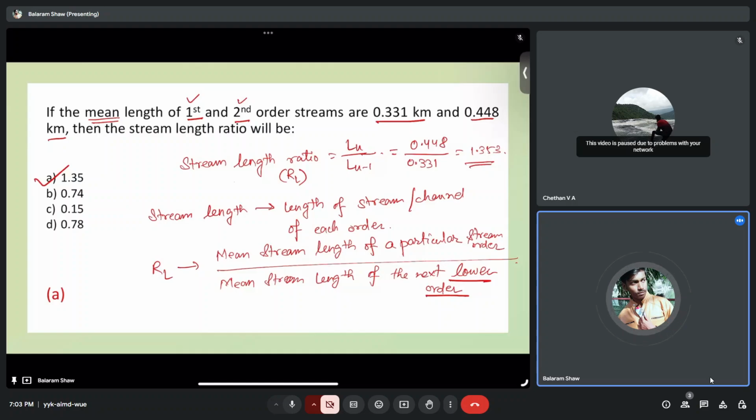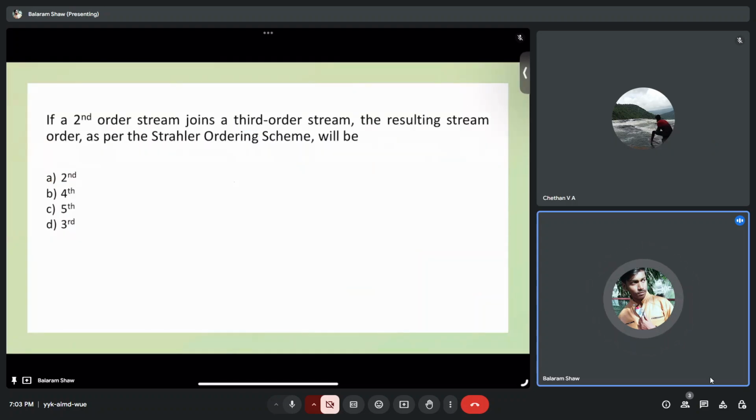Okay. If not, we'll move to the next question. Question is, if a second order stream joins a third order stream, the resulting stream order as per the Strahler order scheme will be... We know that, let's say if two streams are joining, one with second order, one with third order, then what will be the resulting stream? It would be 3, right? So the correct answer will be D, that is third.